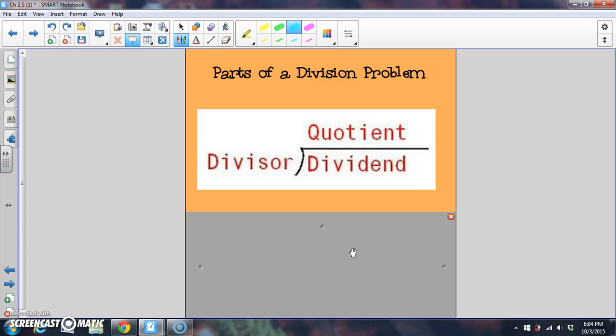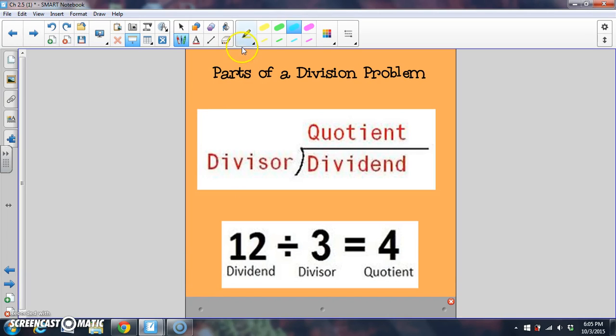Parts of division problems are really important as we're going to be dividing. The dividend is the number right inside here. The divisor is the outside number. And the quotient is the answer to division problems. Here's another way you might see this. If I were to put this example into a system like this, it would look like this. 12 would be the dividend, 3 the divisor, and 4 is the answer, or the quotient. I'm really impressed with seeing some of you write this in your notebook right now. It's a great strategy.